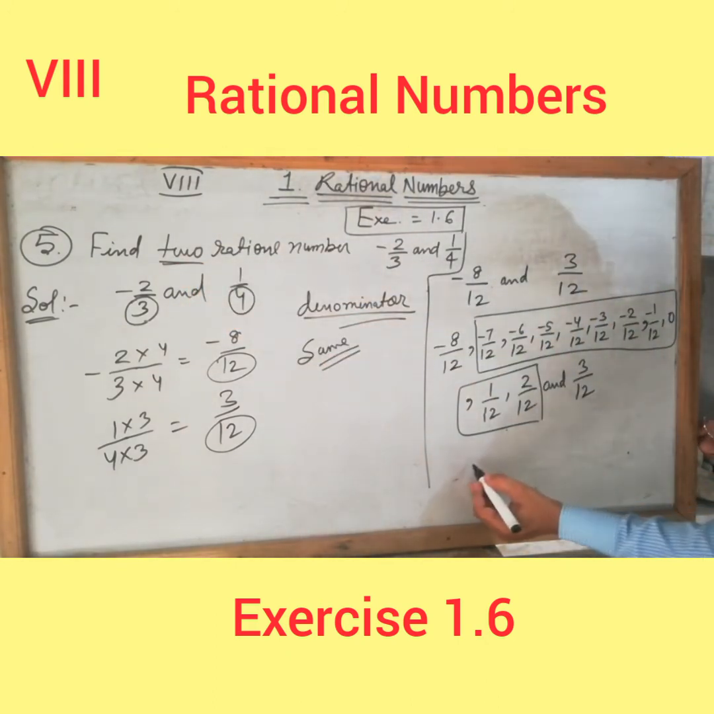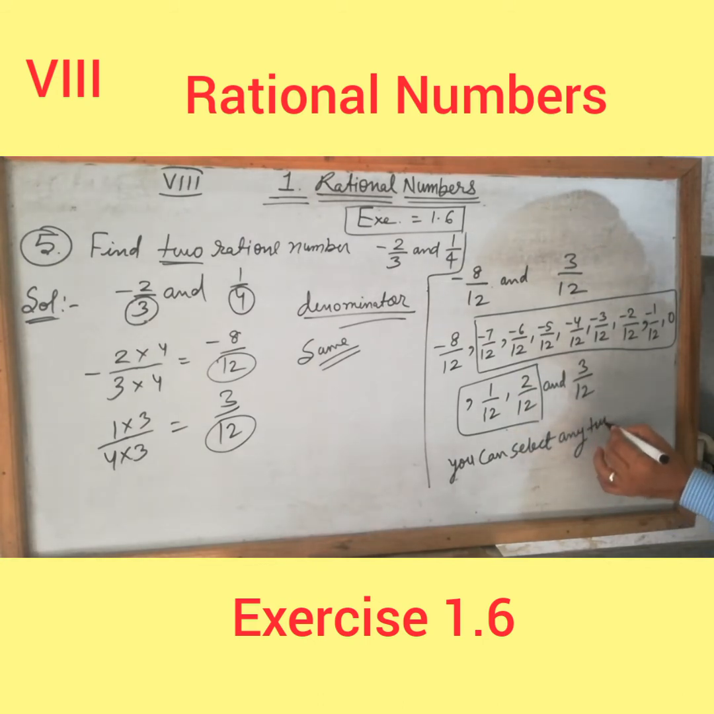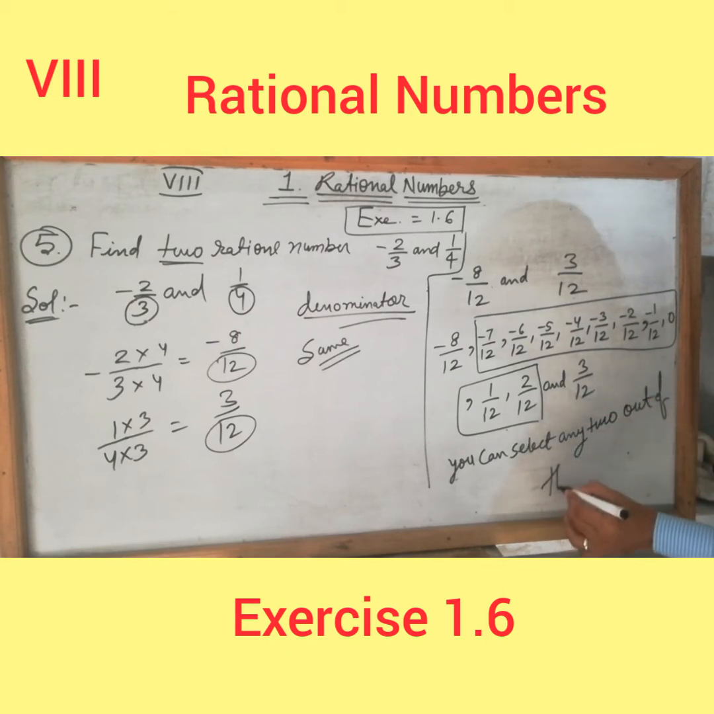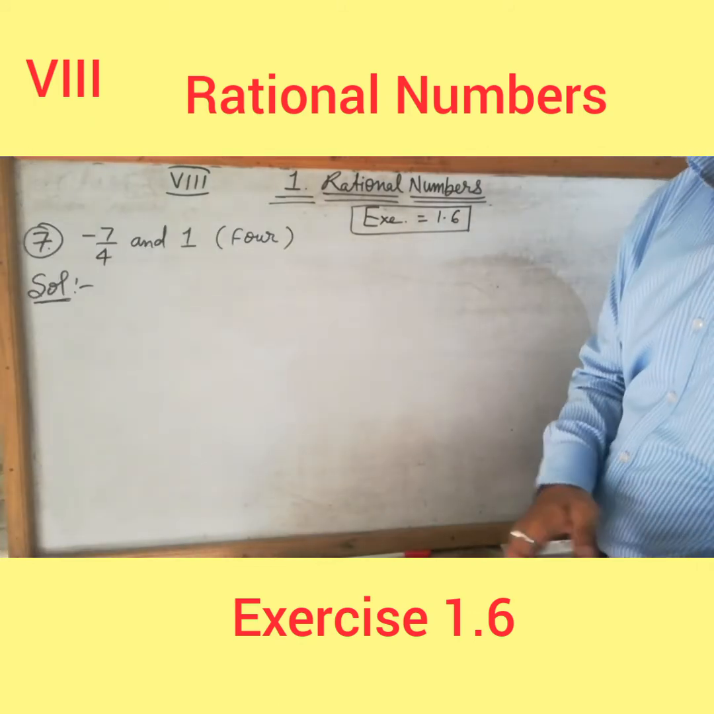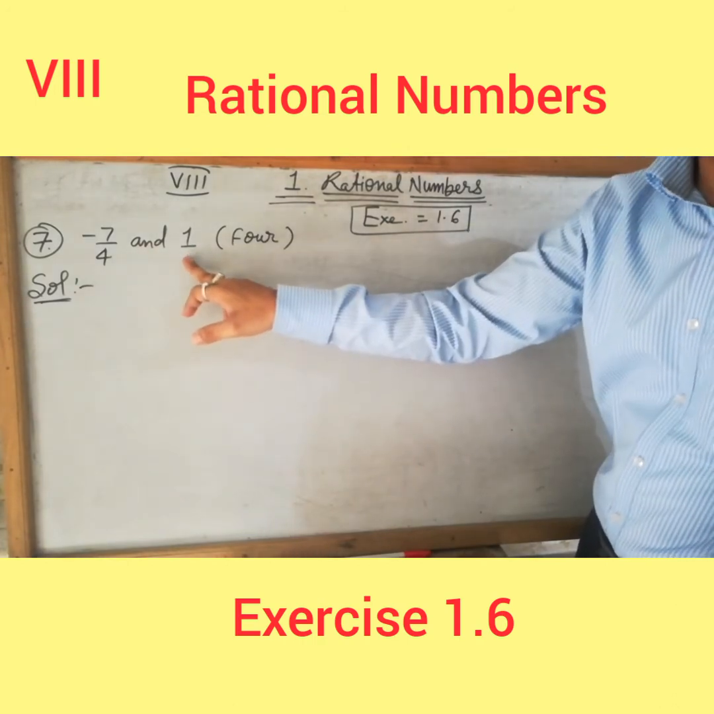So you can select any 2 out of them. Okay, you can select any 2 out of them. So you can say that these are the 2 rational numbers. Okay, question number 7. You have to find out 4 rational numbers between these 2 rational numbers.